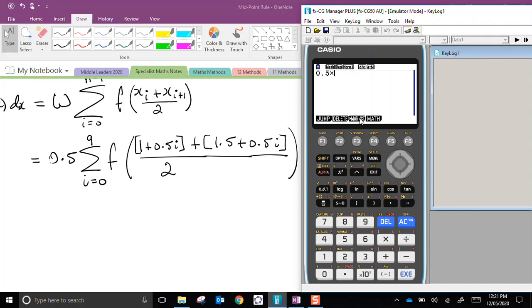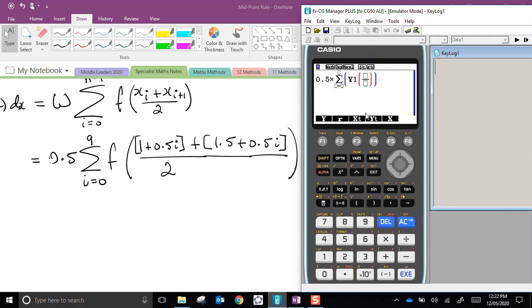Multiplied by, I need sigma notation. This is under F4, the mathematics menu, then to the right, then sigma. We jump in here. Now I've used f to represent my function. In the calculator I have to put y1, and I find that under the variable key, then the graphing variables, and then here we go, y1. I'll even put a little pair of brackets, just like my brackets for the function.